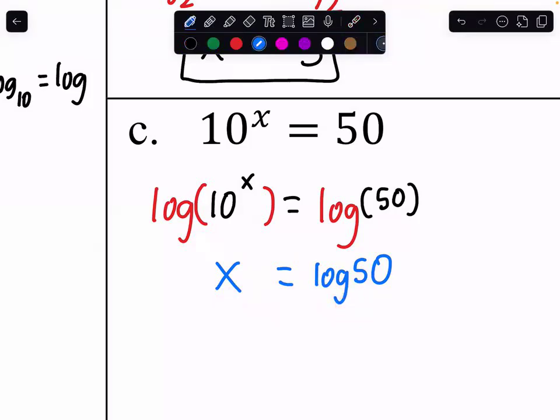Okay, so now we can use a calculator to get a decimal approximation. If I were to type log 50 into my calculator, this would round to about 1.70.